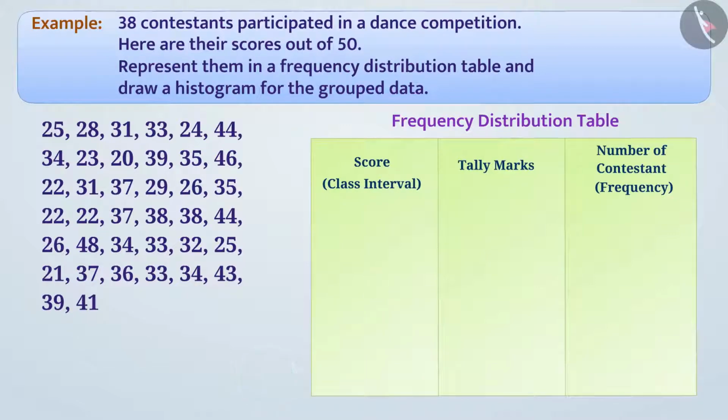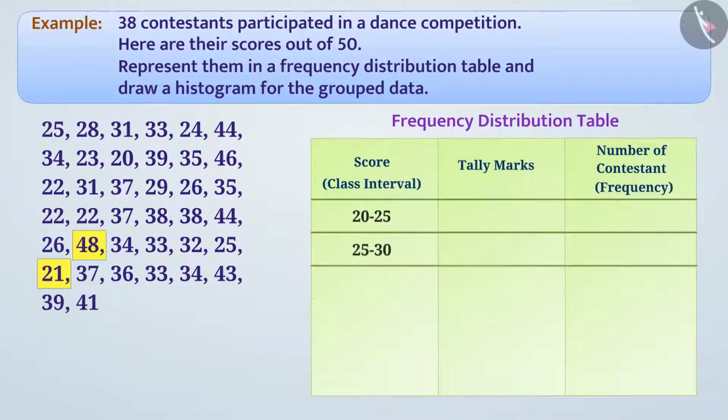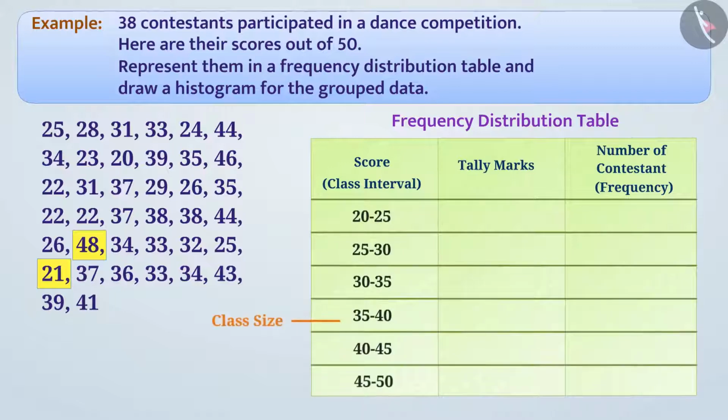Let me tell you, we see that the smallest observation is 21 and the largest observation is 48. So we have to construct class intervals in such a way that we can represent these numbers effectively. Here we will make class intervals like this. You can see that the class size is same here. You can also create class intervals like this, but from the first method, we can get more clear information.